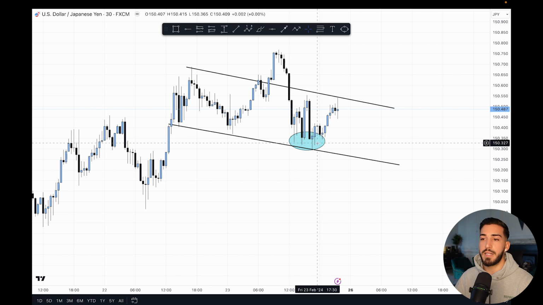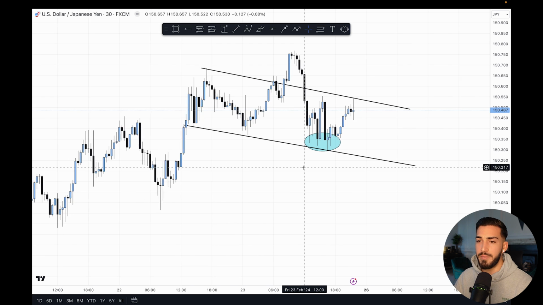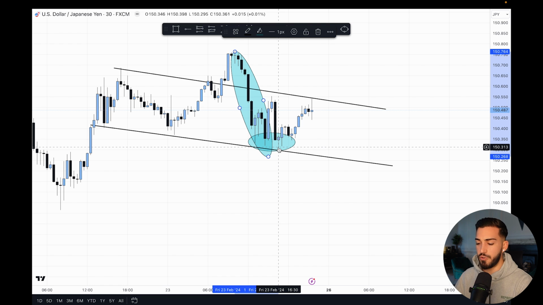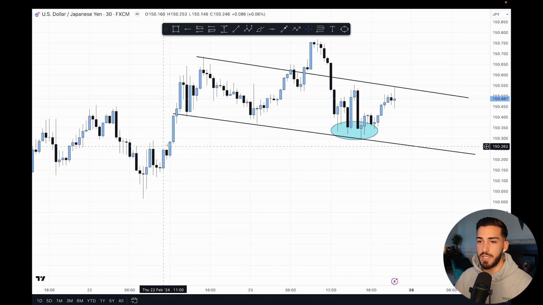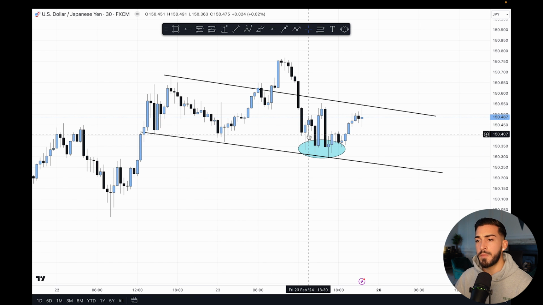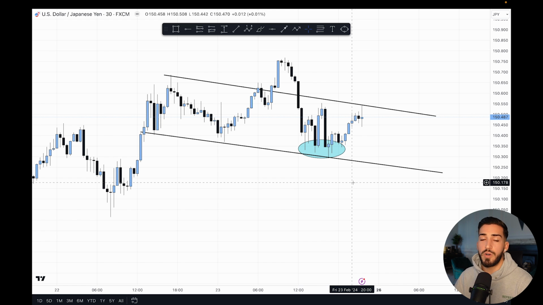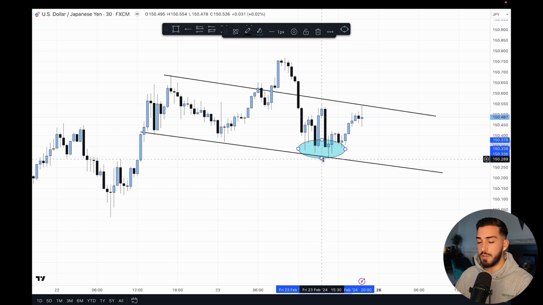So from a seller's perspective, price has broken market structure to the downside, and it looks like we are forming this tilted head and shoulders pattern. With that being said as well, we have had this strong impulsive move to the downside, a strong rejection from sellers, which we haven't seen for a while. And also price is correcting sideways for that potential continuation going down. So that is what a seller is looking at from a seller's perspective.